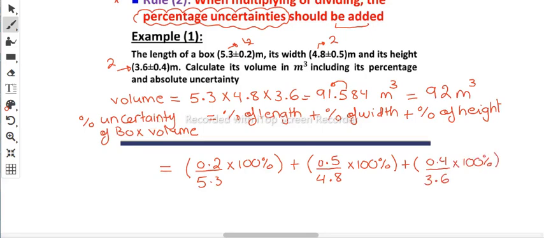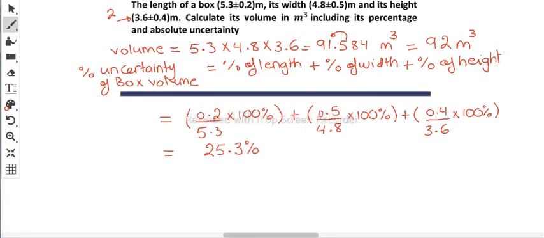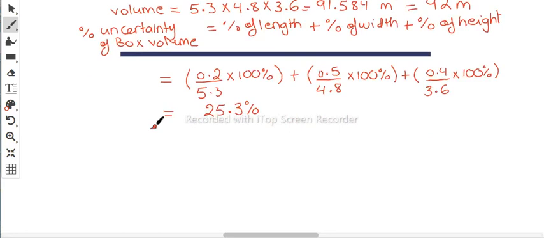So you need to take the percentages of each variable and add them together. The total percentage uncertainty of the volume, using the calculator, will be 25.3%. After calculating the percentage uncertainty, you can continue with the absolute uncertainty.